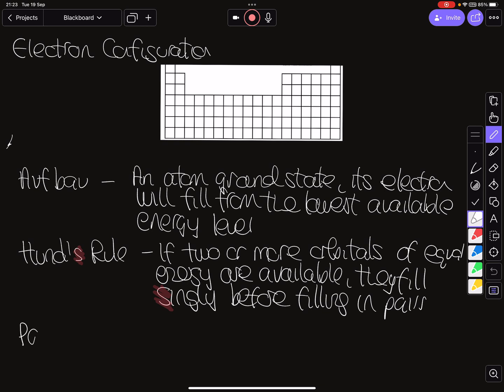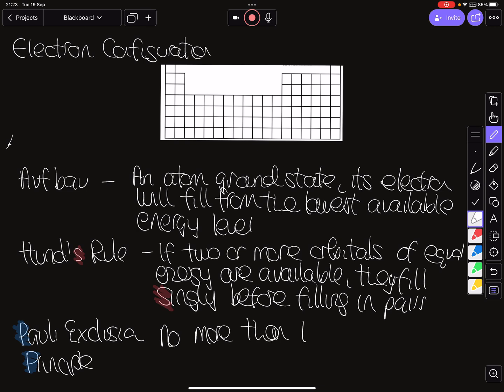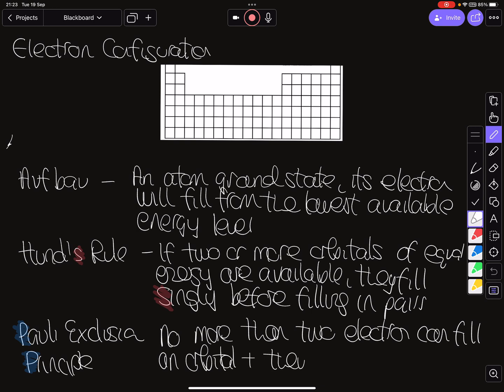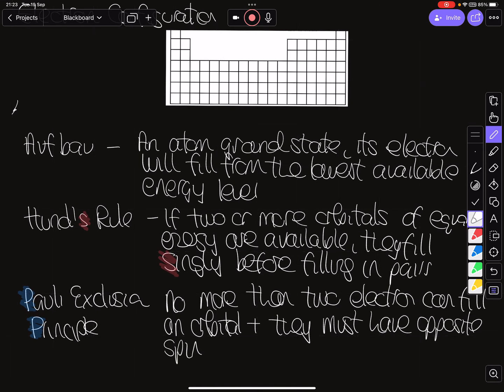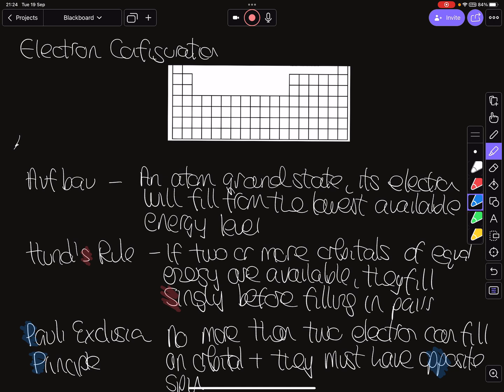And the last one is the Pauli exclusion principle. In this one, my crazy is looking at the P here and the P here and linking that up. For Pauli, no more than 2 electrons can fill an orbital, and they must have opposite spin. So it is these 2 P's, Pauli and opposite spin, that I link to the Pauli exclusion principle. So we use these 3 rules when we fill in our electron configurations.